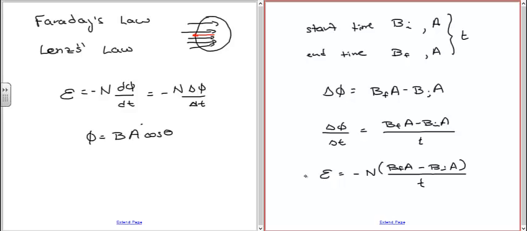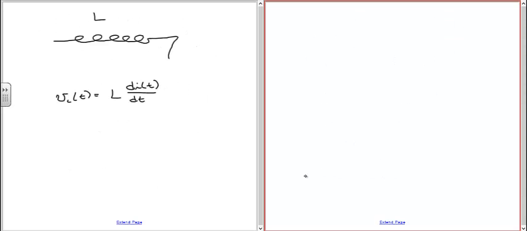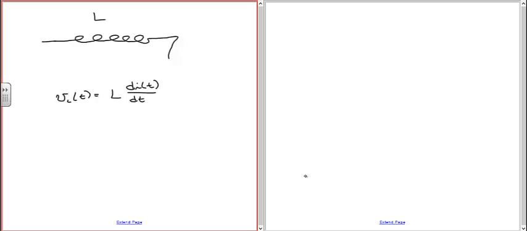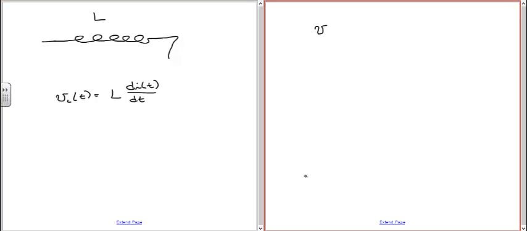The N and the area kind of go into the L term, the inductance. The magnetic field is associated with the current term. But the bottom line is, this is just an additional electrical element in your circuit: resistance, capacitance, inductance. And we derived in class the voltage across an inductor as a function of time for an RL circuit.